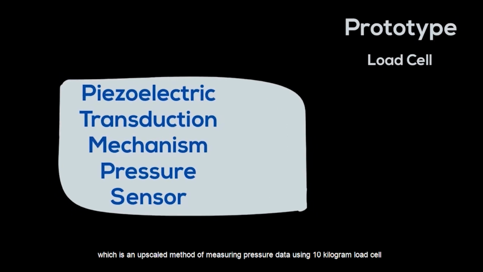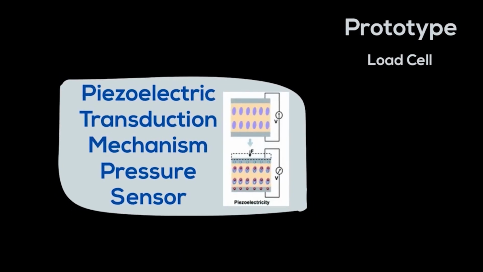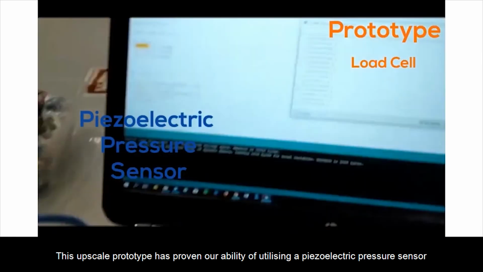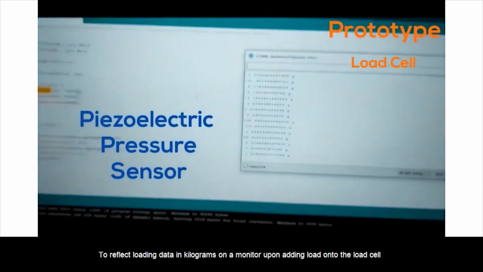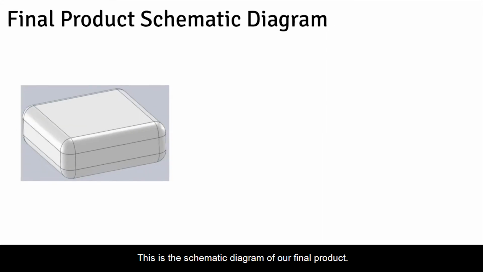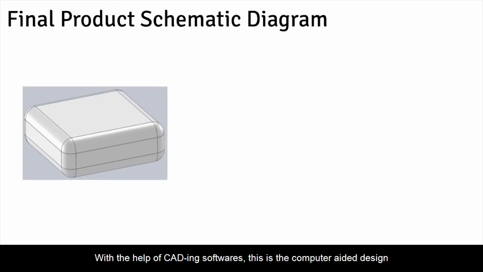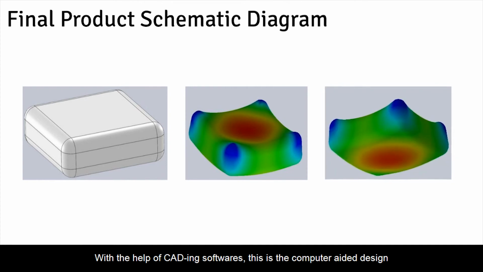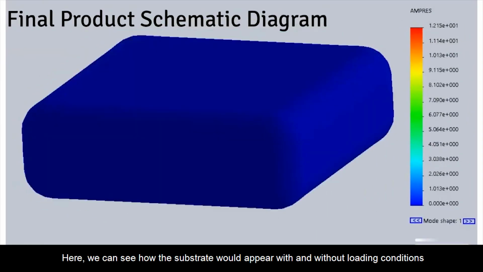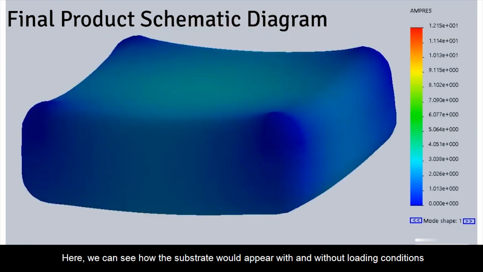Recently, we had also completed our load cell prototype, which is an upscale method of measuring pressure data using a 10 kg load cell. This upscale prototype has proven our ability of utilizing a piezoelectric pressure sensor to reflect loading data in kilograms on a monitor upon adding load onto the load cell. This is the schematic diagram of our final product. With the help of CADing softwares, this is the computer-aided design of our envisioned final product with the circuitry embedded within it. Here, we can see how the substrate would appear with and without loading conditions.